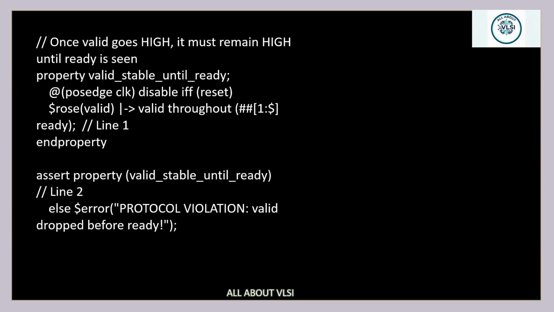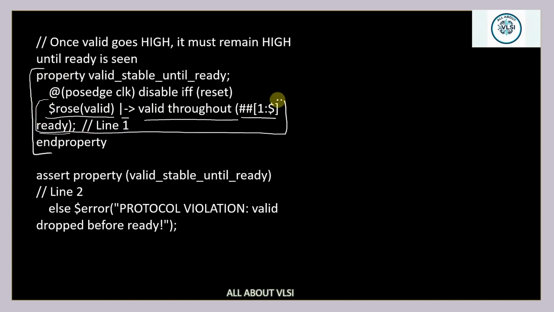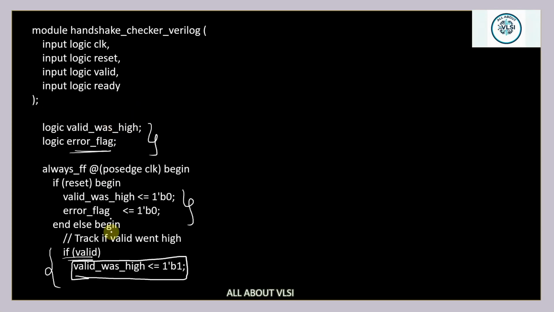Now, let's say if I want to write the same code using assertions, then this is the piece of code which I'm going to write. And this is the main logic. $rose(valid) implication operator, valid throughout, ##1 $rose(ready). I will let you know what throughout means, what the hash hash operator means, and what this dollar symbol is. But if you carefully observe, in a single line, I'm writing the entire checking logic. That's it. But if I want to write it using Verilog, this is the code I have to write.